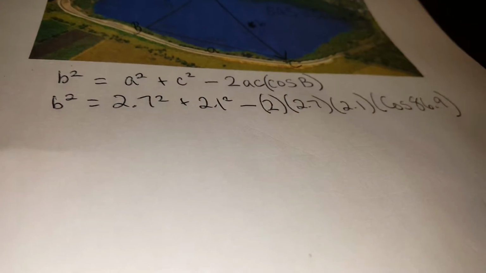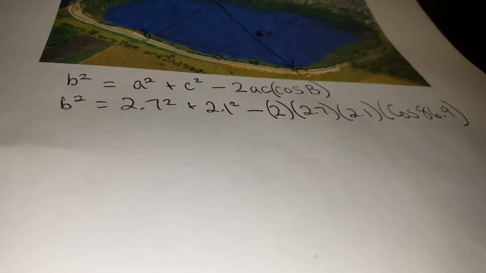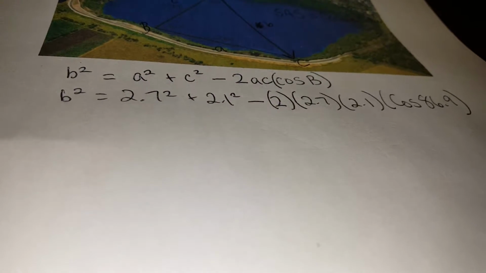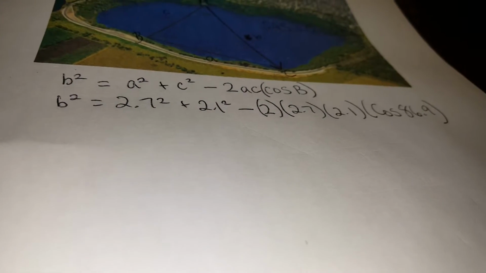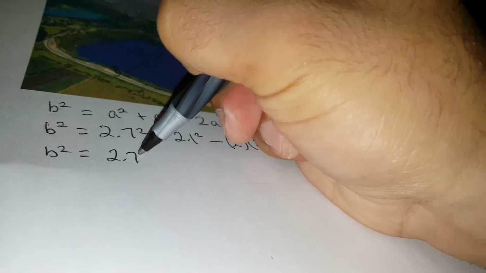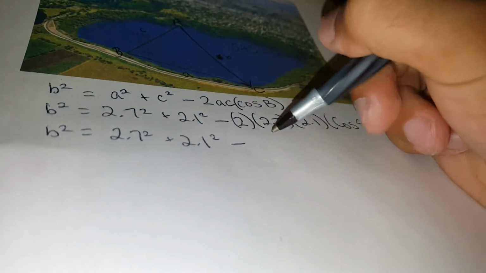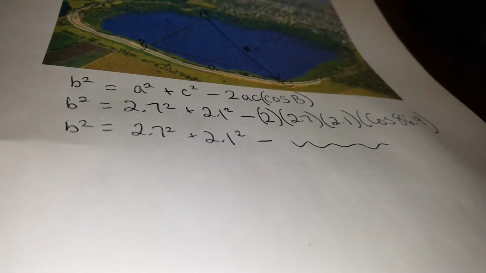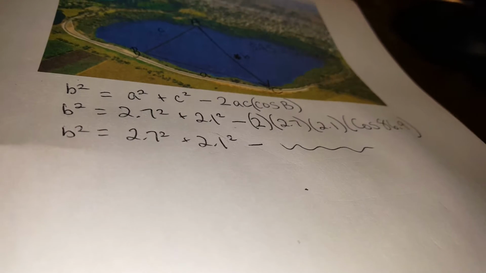So again, just make sure you're using your calculator correctly. What I would do is take 2, multiply it by 2.7, multiply it by 2.1, and hit equals if you want, and then multiply it by cosine of 86.9. Then you have a value, and then you can rewrite it. So you could have b squared equals 2.7 squared plus 2.1 squared minus whatever this value would be. Square these two values, add them up, and then do your overall subtraction to get a value.